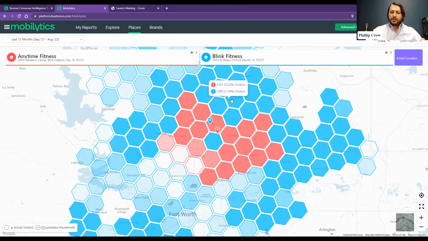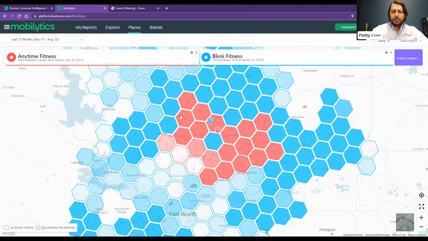Our modal has now changed so that if I float over some of these cells, I can see in this area right here, for example, that I have about 2,400 Blink Fitness potential customers, while I've only got about 1,900 Anytime Fitness potential customers. So now I know where I'm winning, where I have more potential to win and more potential to lose within the trade area, where I should be winning, where I should be losing.